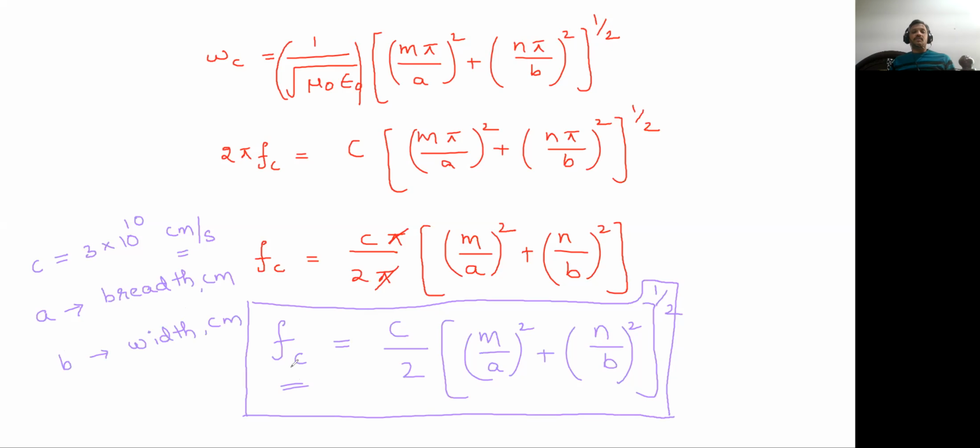Okay. So this expression, the cutoff frequency fc, will be used to find the lowest frequency through which the electromagnetic wave can be propagated through the rectangular waveguide. By using this cutoff frequency, we can classify which modes are dominant modes and which modes are degenerate modes, and how the other modes will exist. This is all we are going to see.